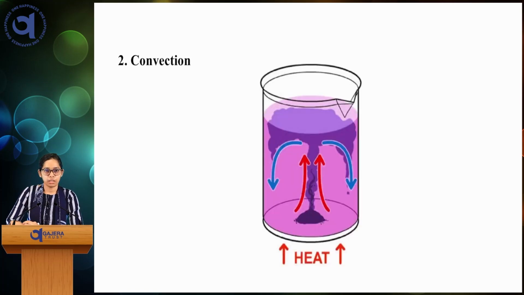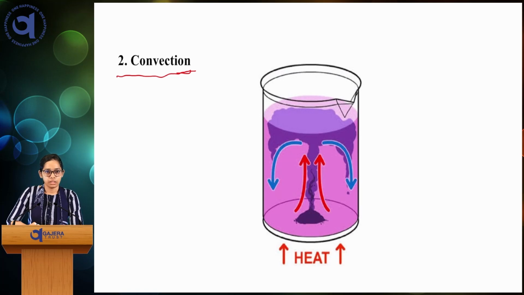Let's see the second method of heat transfer. As we know, water is a poor conductor of heat. So, heat transfer in water by conduction is not possible. Then how does heat transfer take place in water? So, in liquids and gases, heat transfer takes place by the process called convection.